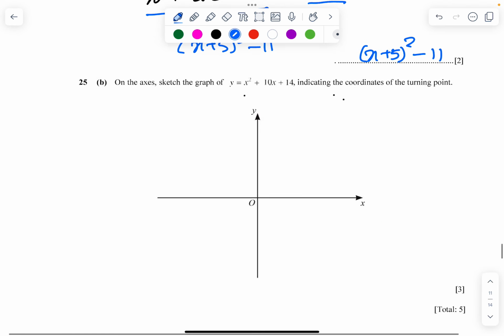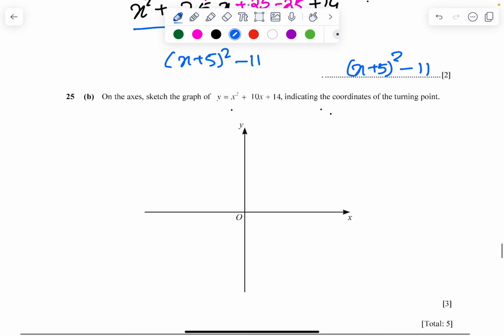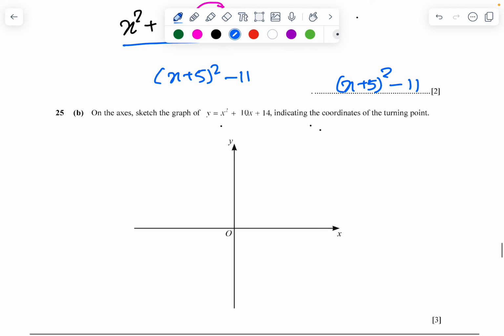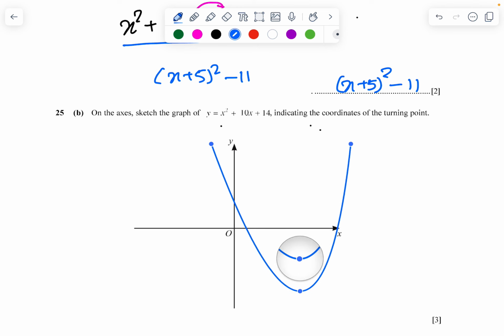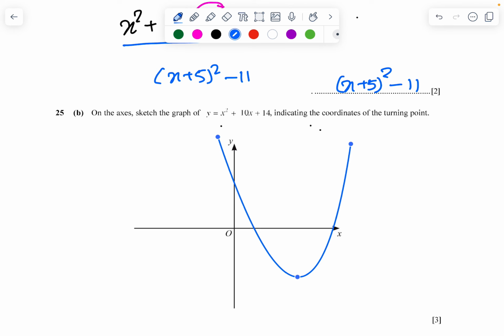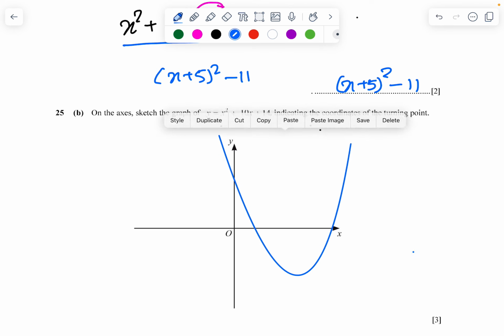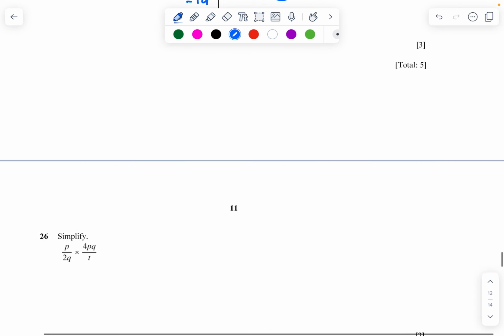On the axis, y equals x squared plus 10x plus 14, we have to draw that one. So it's going to be a parabola. That's for sure, a U-shaped parabola. Now the turning point is 5 comma negative 11, and when it is passing through 0, it is 14. So this point is 5, this is negative 14, and this point is going to be positive 14.